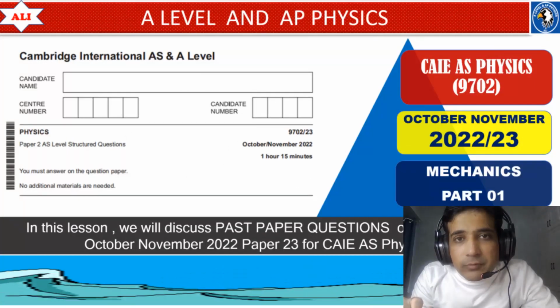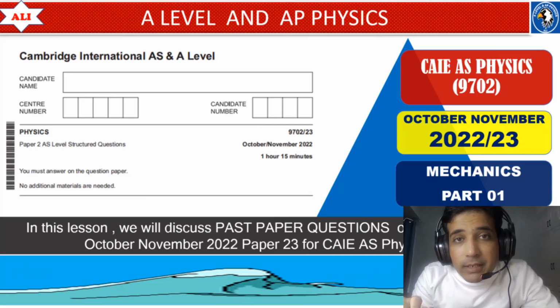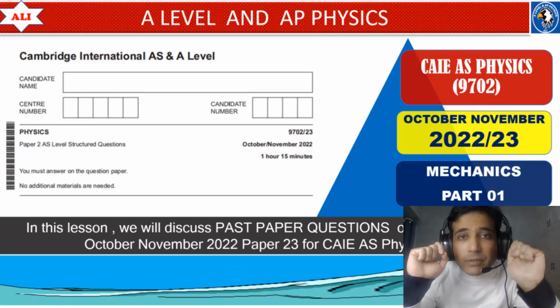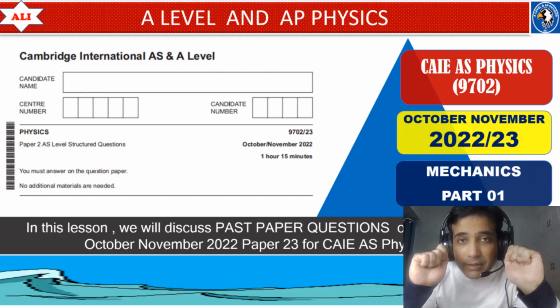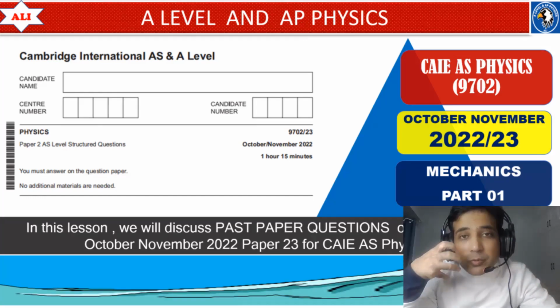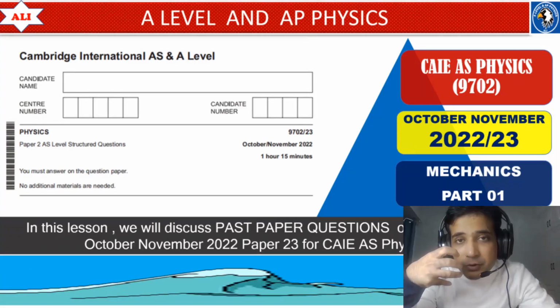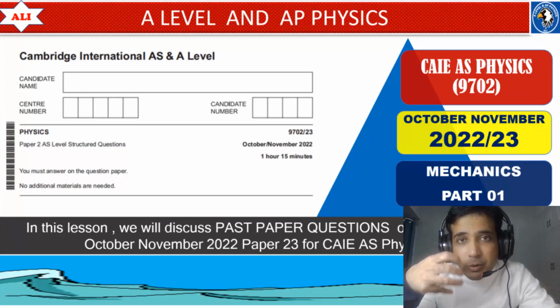In today's lesson, we will discuss past paper questions on mechanics from October-November 2022, paper 2. In this lesson, as always, we will discuss these questions in detail so you can improve your conceptual understanding and also have a better understanding of this topic and these questions. Let's study together. Let's improve together.